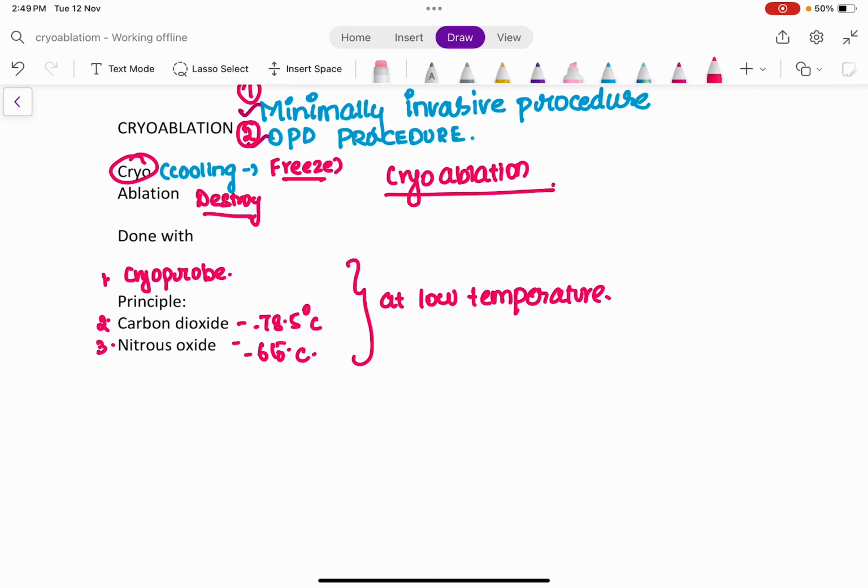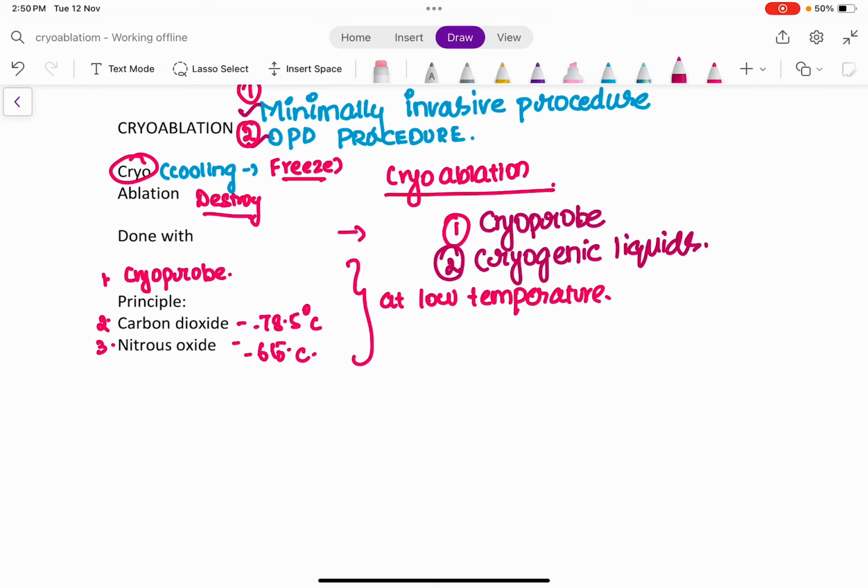And this is done with the help of a cryoprobe, or it can be done with the help of cryogenic liquids. Cryoprobe is basically a probe which, at very low temperature, you are going to introduce inside, and this cryoprobe at very low temperature is going to cause freezing, and it is going to eventually destroy the abnormal cervical tissue.